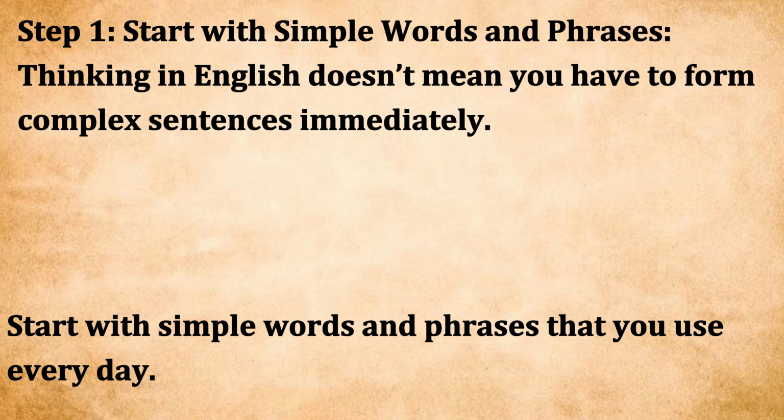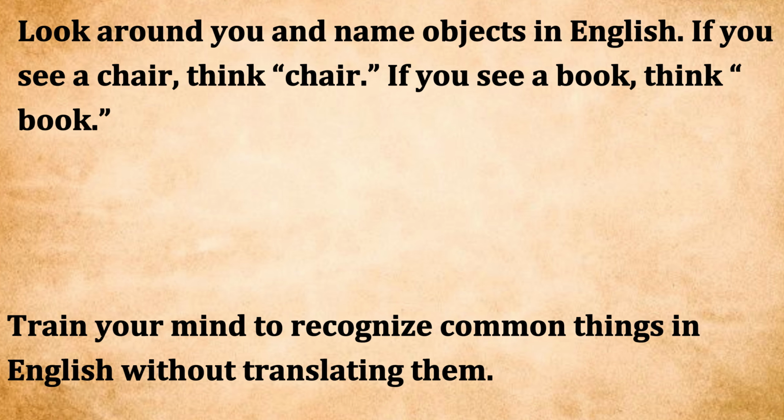Step 1. Start with simple words and phrases. Thinking in English doesn't mean you have to form complex sentences immediately. Start with simple words and phrases that you use every day. Look around you and name objects in English. If you see a chair, think chair. If you see a book, think book. Train your mind to recognize common things in English without translating them.